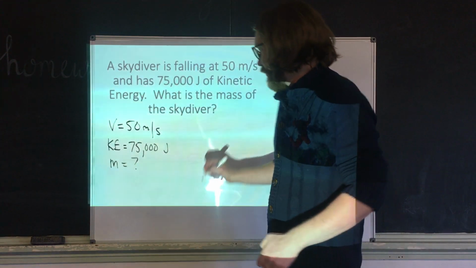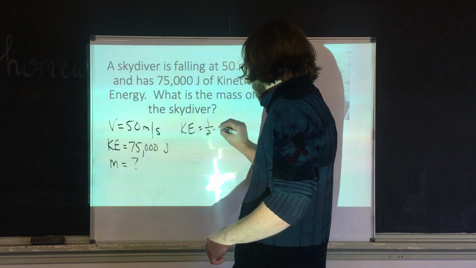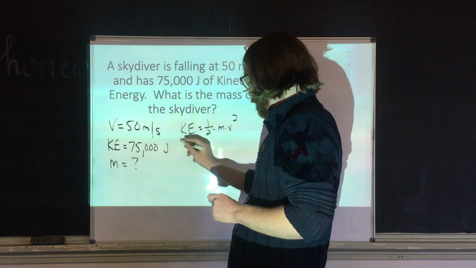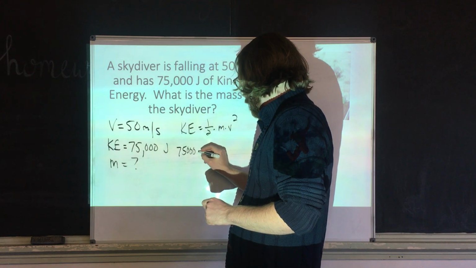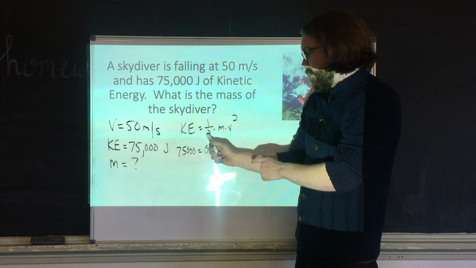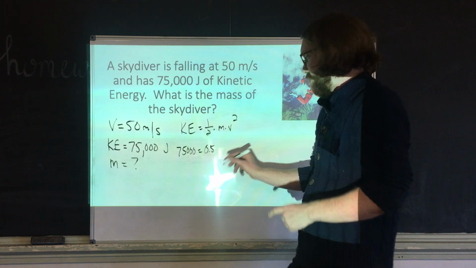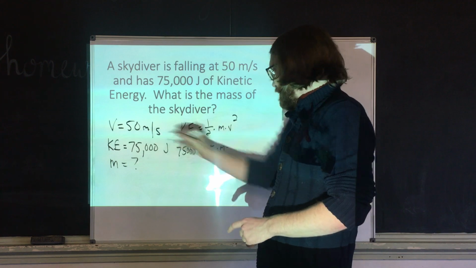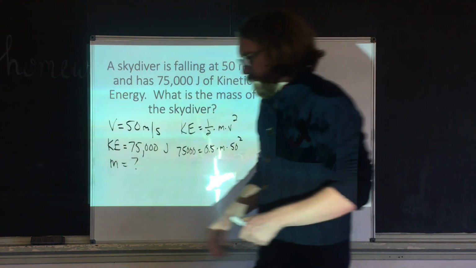All right, let's write down our equation. Same equation, kinetic energy equals 1/2 times mass times velocity squared. Okay, let us plug in our numbers. This time we know the kinetic energy is 75,000. That equals 0.5, which again is the same as 1/2. 1 divided by 2 gives us 0.5, and this is easier to put in your calculator. Times our mass, which is, I don't know, times our velocity, which is 50 squared. All right, so I'm going to circle this one.